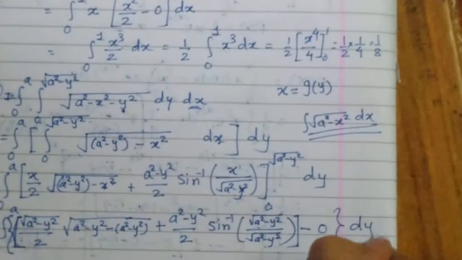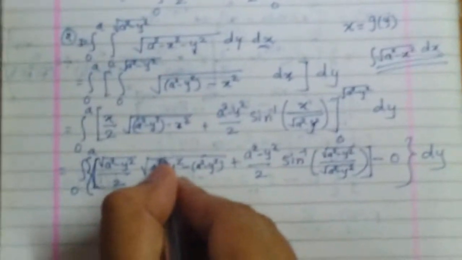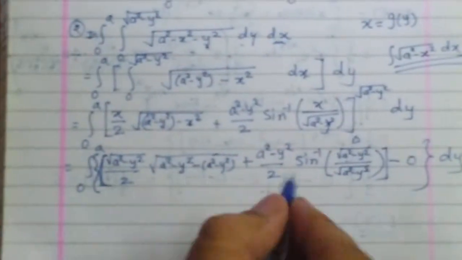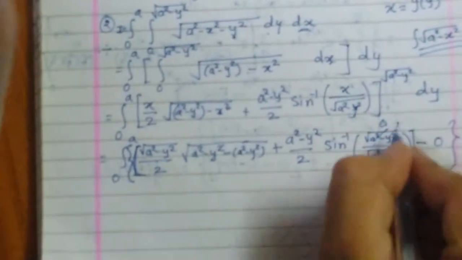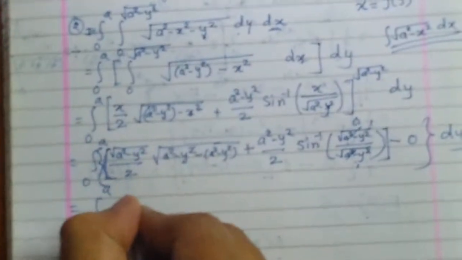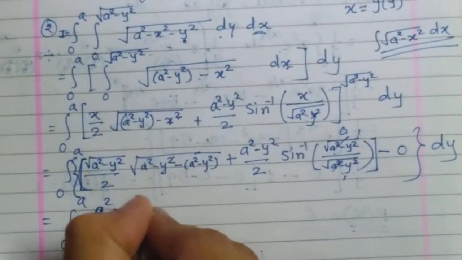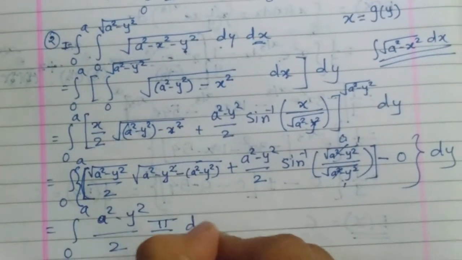Then integration with respect to y. Now when I take a minus sign inside, this minus y square and plus y square get cancelled. This plus a square minus a square get cancelled. So anyhow this term is going to be 0. This upon this get cancelled. So we have sine inverse of 1, which is nothing but integration from 0 to a, of a square minus y square upon 2. Sine inverse of 1 is pi by 2.